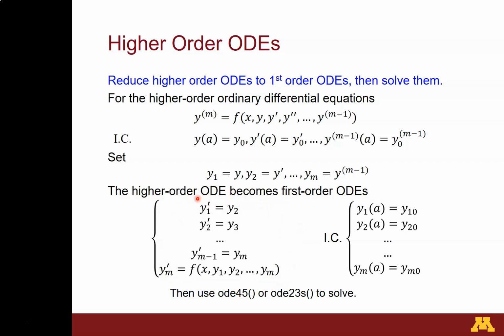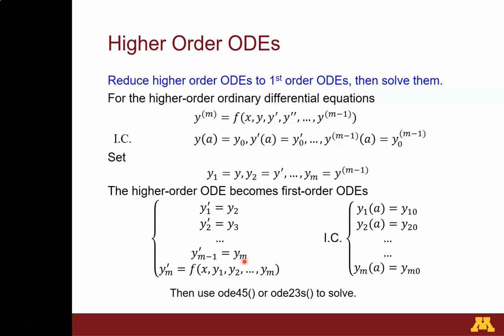Right? Because from this, y1 equal y, we take the first derivative on both sides, then we get y1 prime equal y prime, right? The y prime here actually is y2. So y1 prime equal y2. Similarly we get y2 prime equal y3, y3 prime equal y4, etc.